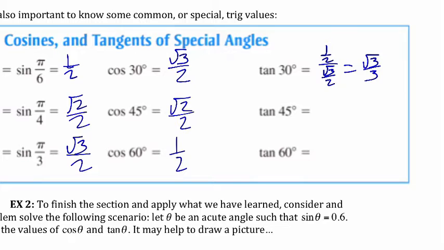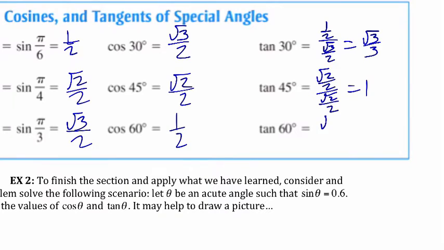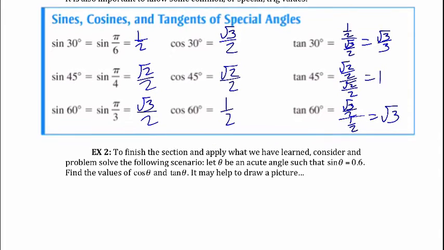Now for 45 degrees, you'll take the sine over the cosine, so you take root 2 over 2 divided by root 2 over 2. That seems complicated, but it's the same fraction divided by itself. It just simplifies down to 1. Now for tangent of 60 degrees, it's going to be the root 3 over 2 divided by 1/2. After you go through the process of simplifying that down, you just end up with the square root of 3. So those are going to be some helpful values that we're going to use throughout this unit.